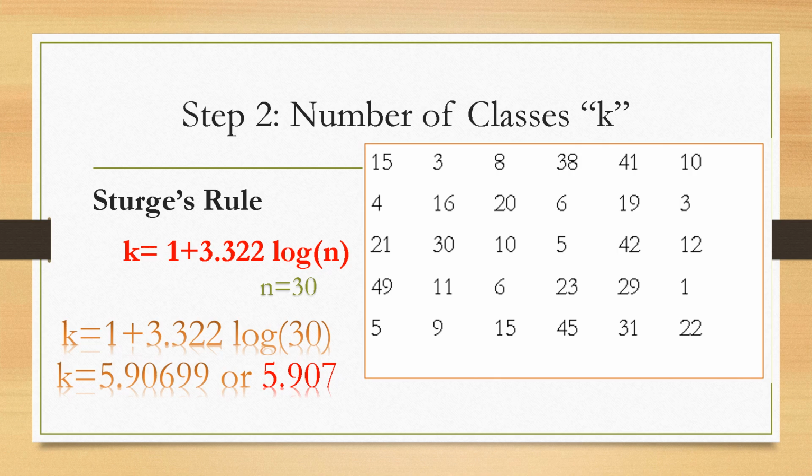Another one is 3 and 322 thousandths. But in our daily activities, we read these as 3.322 and 5.907. Okay, let's proceed.